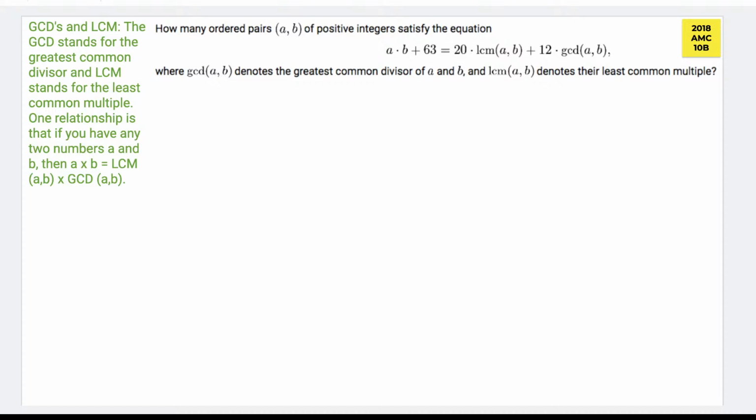For example, pretend A and B are my two numbers. So this states that A times B equals the GCD of A and B times the LCM of A and B. And this will always work no matter what. And it's something that is very important to know.